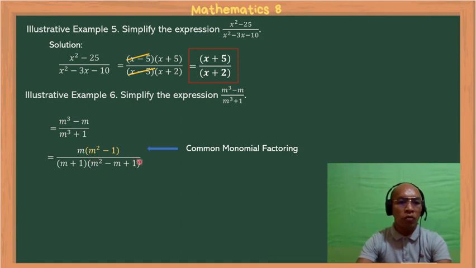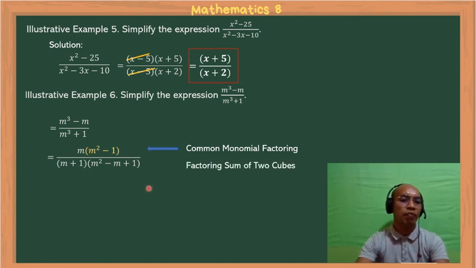So how are we going to obtain the trinomial as another factor? The first term must be the square of the first term of the binomial. So the square of m is m squared. How do we obtain the middle term? We just multiply the two terms. m times positive 1 is positive m, but we will get the additive inverse. So it's going to be negative m. And the last term of the trinomial must be the square of the second term of the binomial. So the square of 1 is positive 1. So this is now the factored form of this given expression.